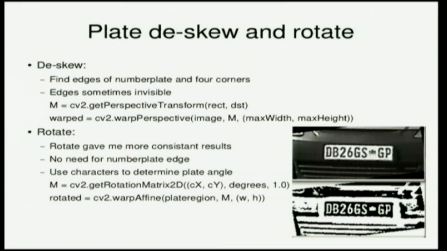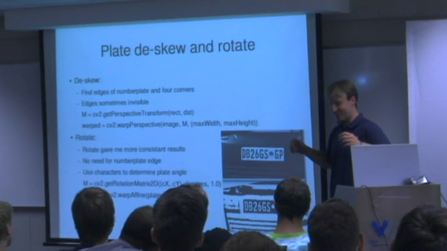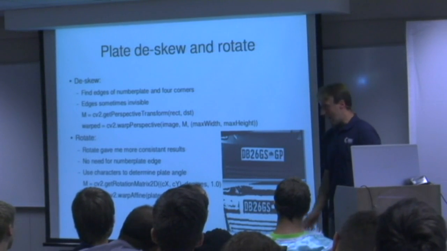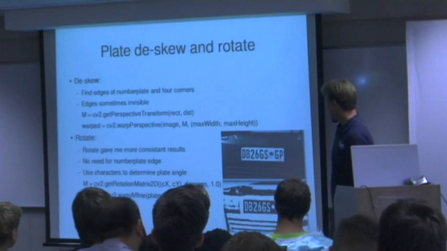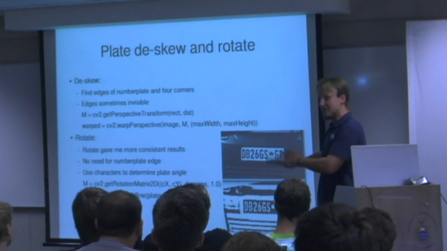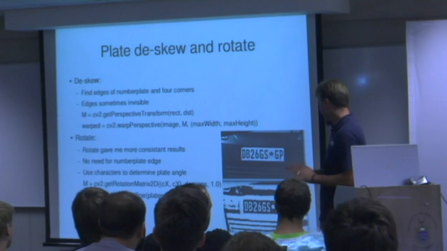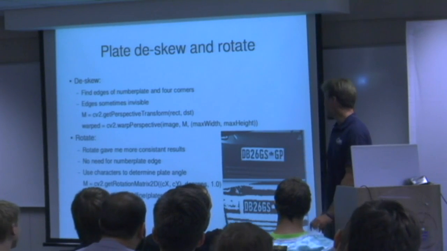The reason we don't do that is because a lot of number plates on white cars, you might not actually see the edge of it. There might not even be an edge. It might actually just be cable ties holding it on, I don't know what, maybe super glue. When you go to Europe, these techniques work very well. When you're in South Africa, you need to be a little bit more adaptive.